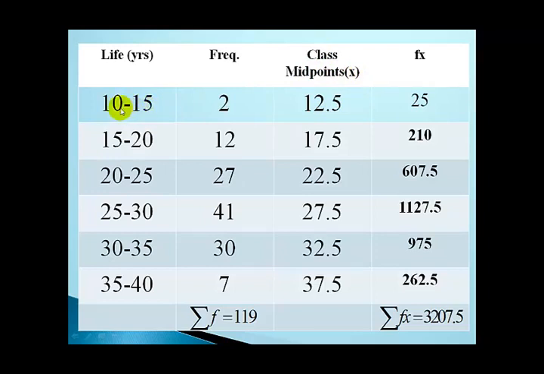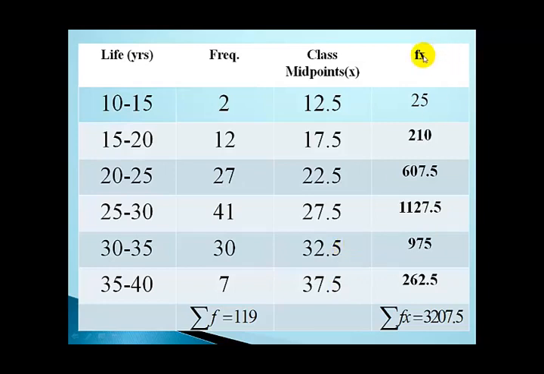Example, 10 plus 15 is 25. And when we divide 25 by 2, we have 12.5. 15 plus 20 will give us 35. When we divide 35 by 2, we have 17.5. So I advise you to continue as you have the values 22.5, 27.5, 32.5, and 37.5. You can pause where you have to pause and do the calculation so you can understand it better for yourself.